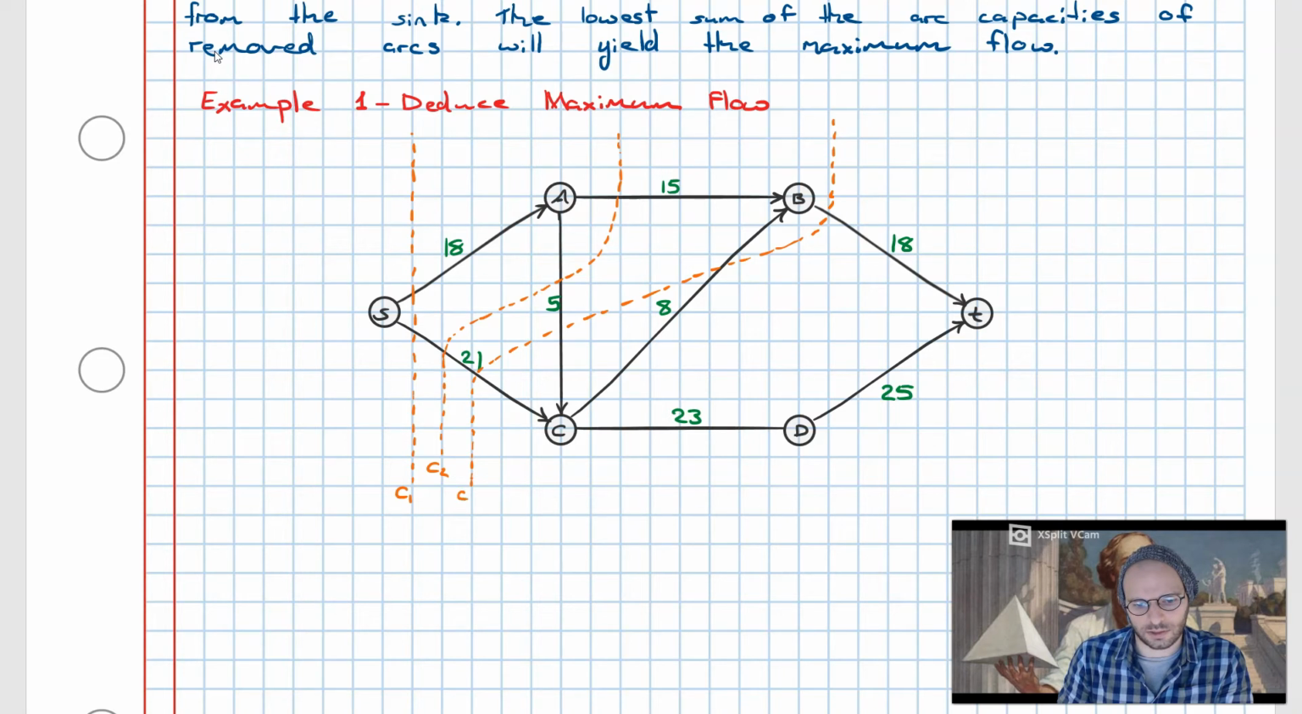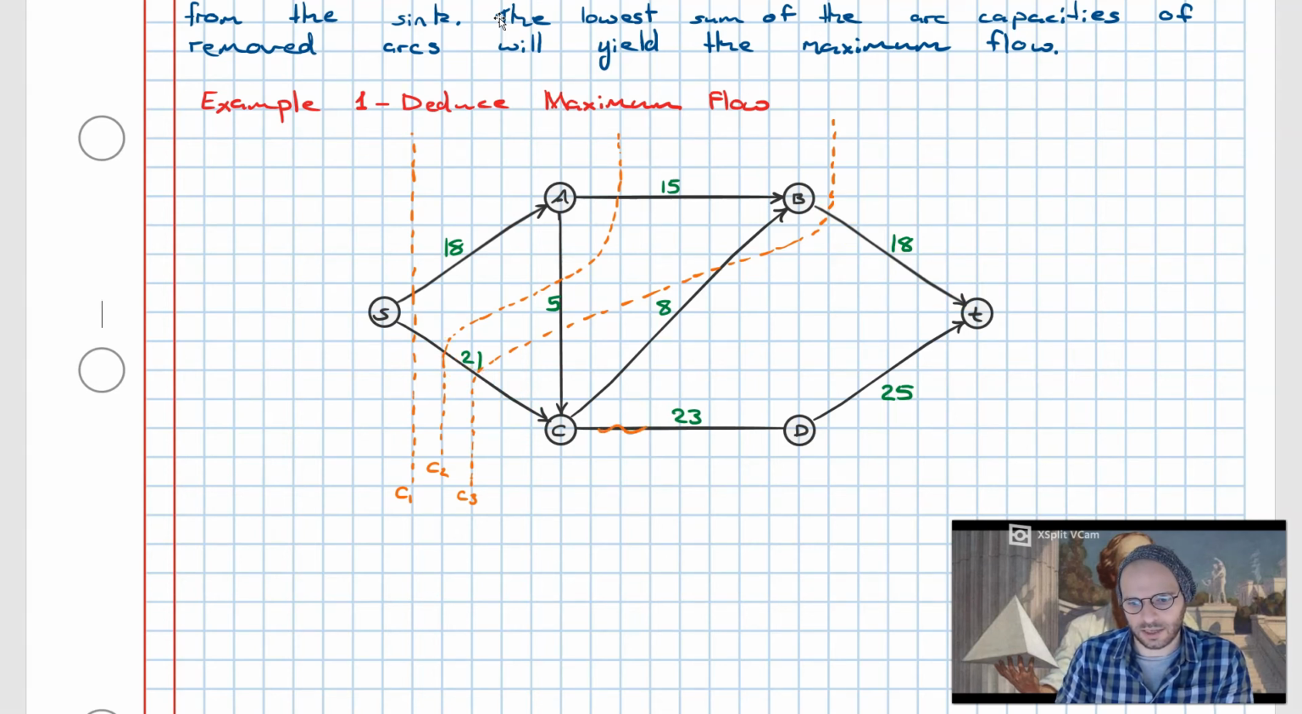Now another cut we can make is here, here, and finally here. And we'll call this C3. So we're going to be cutting this arc, we're going to be cutting this arc, and we'd also have to cut this arc over here. So we're cutting SC, AC, and BT. Alright, so this exhausts all of this one.